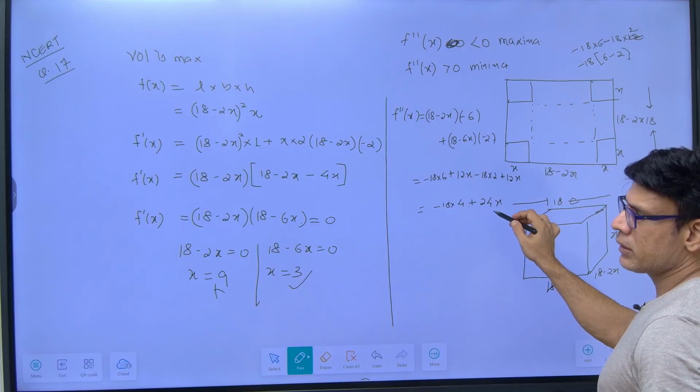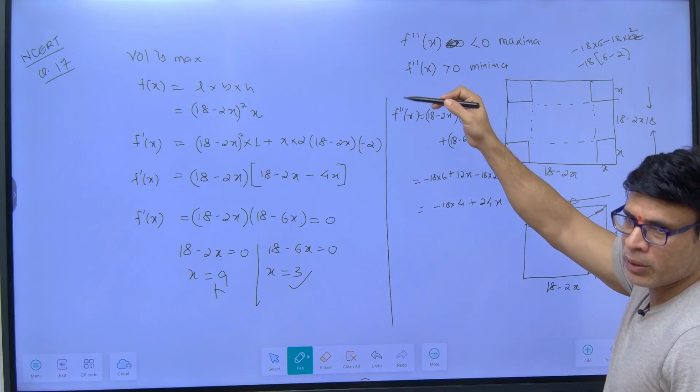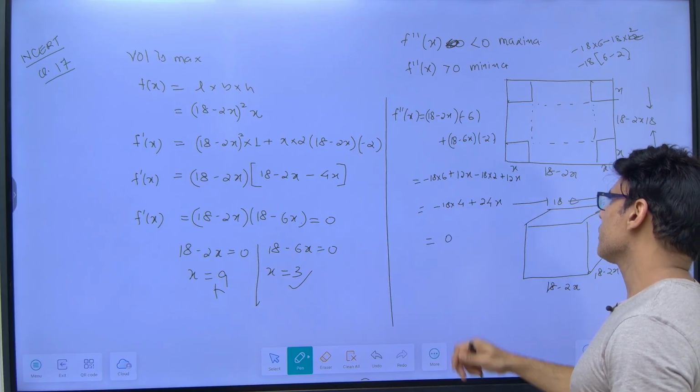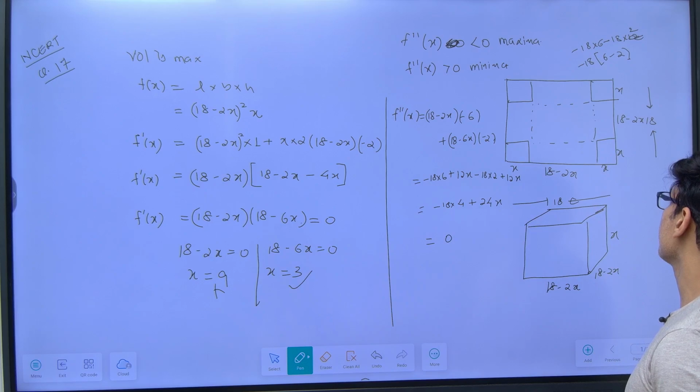But at 9, this is giving you what? Greater than 0. So maximum cannot happen. So at 9, so definitely, I don't know, coming out to be 0. Calculation mistake.